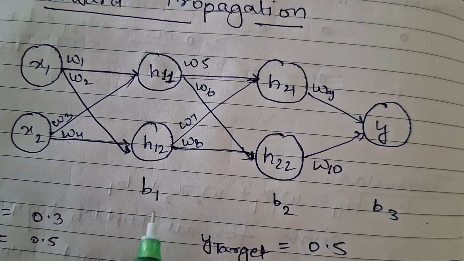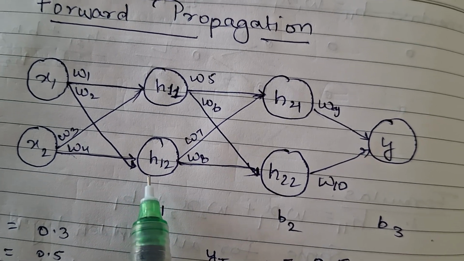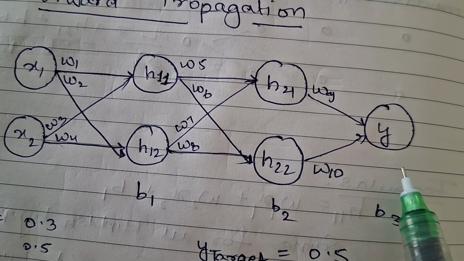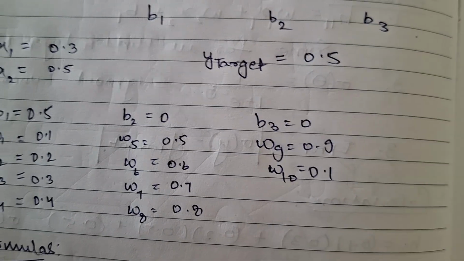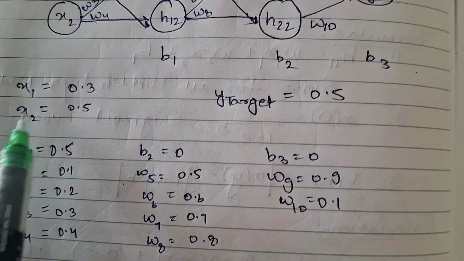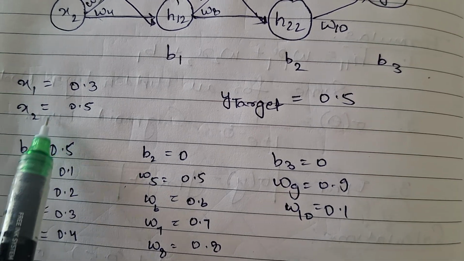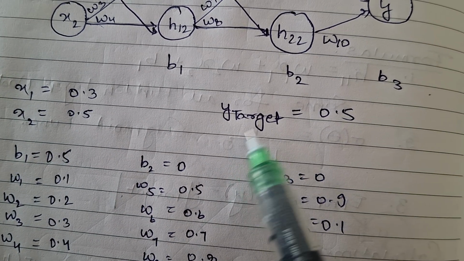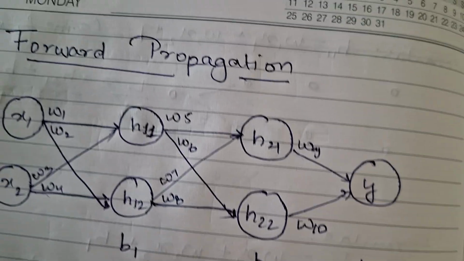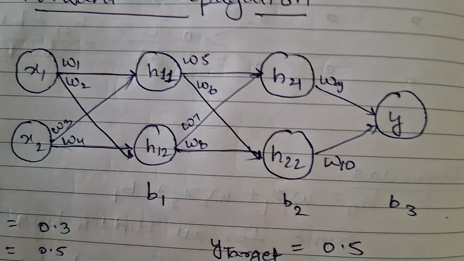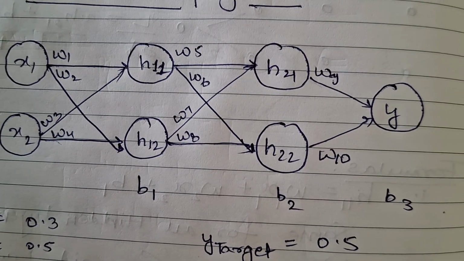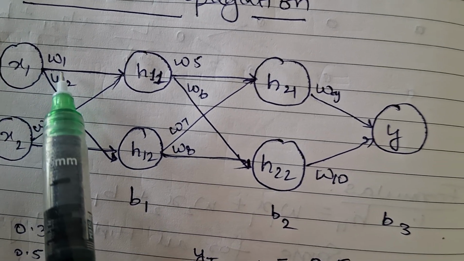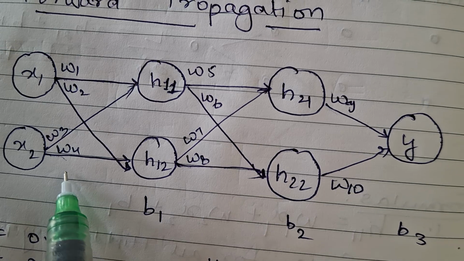Here we have biases, which is B1 at hidden layer 1, B2 at hidden layer 2 and B3 at hidden layer 3. These are the values of all the inputs. We have X1 and X2 equal to 0.3 and 0.5. The target value for Y is 0.5, and as we can see in this diagram, every node is connected by some sort of a weight denoted by omega 1, omega 2, omega 3, omega 4.